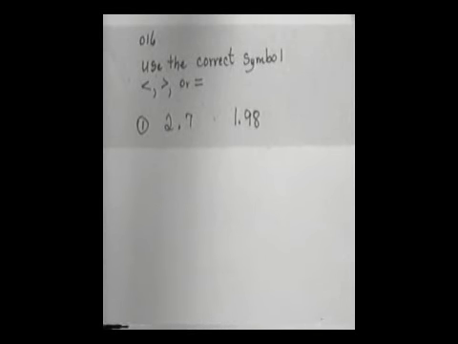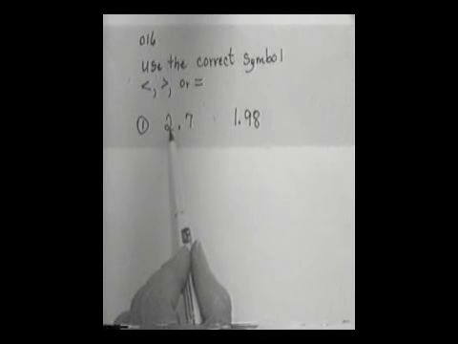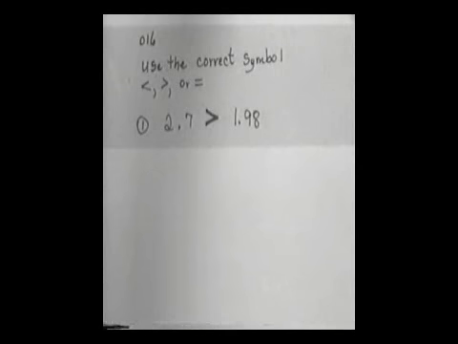Now let's use that rule to help us choose the correct symbol between these numbers. 2.7 and 1.98. First thing we're supposed to do is look at their whole numbers. The first one's whole number is 2. The second one's whole number is 1. Since 2 is a bigger whole number than 1, that makes the first number bigger. It doesn't matter about its decimal part. You look at the whole number part first. So since 2 is bigger than 1, we know that 2 and 7/10 is bigger than 1 and 98/100.